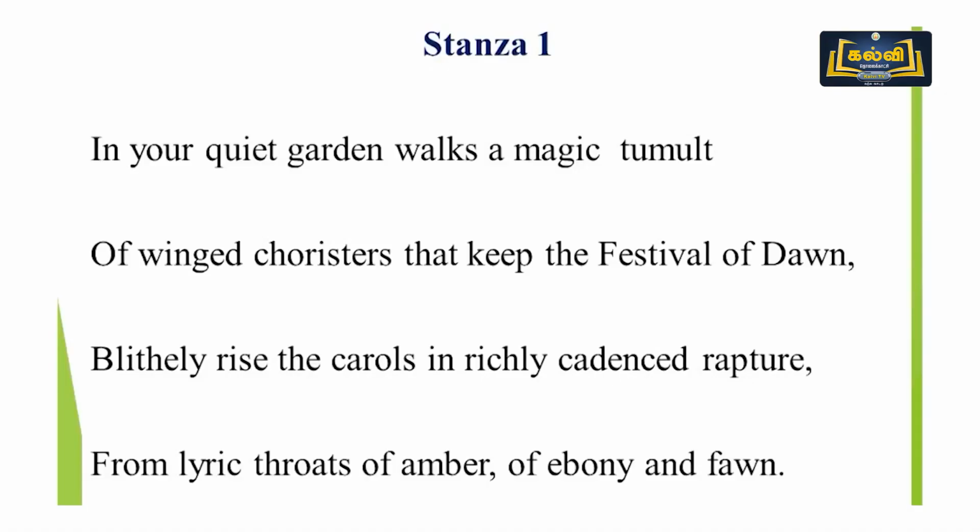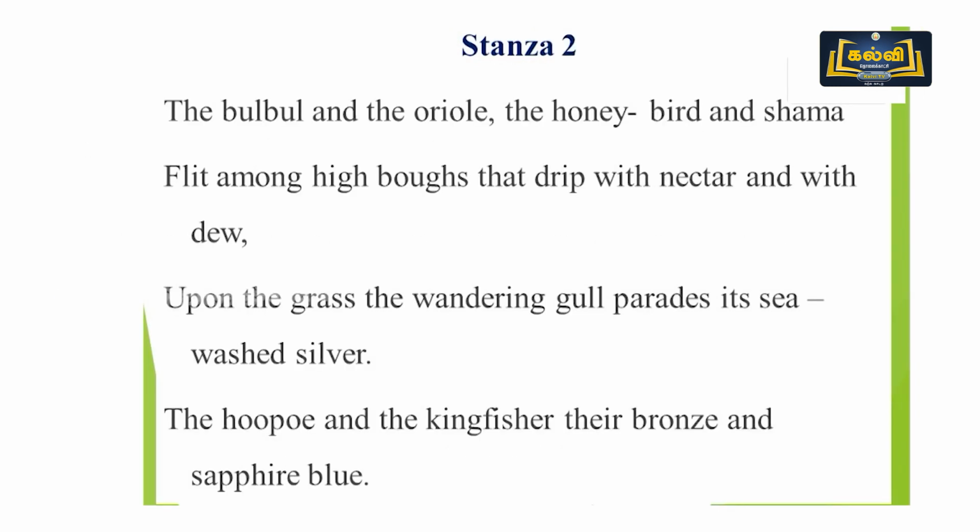In your quiet garden walks a magic tumult of winged choristers that keep the festival of dawn. Blithely rise the carols in richly cadenced rapture, from lyric throats of amber, of ebony and fawn. The bulbul and the oriole, the honeybird and shama, flit among high boughs that drip with nectar and with dew. Upon the grass, the wandering gull parades its sea-washed silver. The hoopoe and the kingfisher, their bronze and sapphire blue.